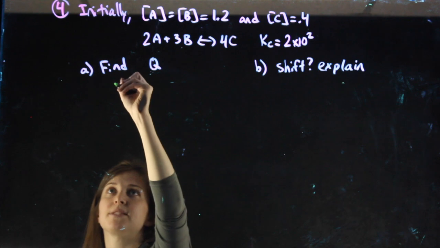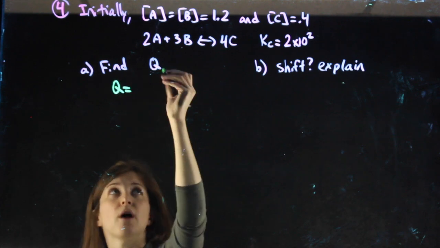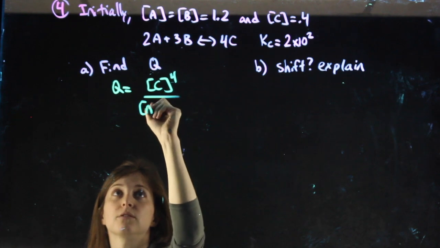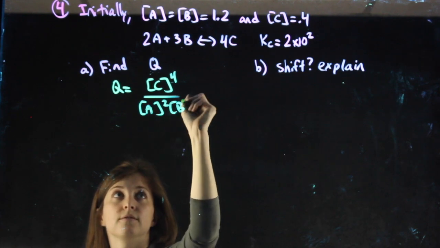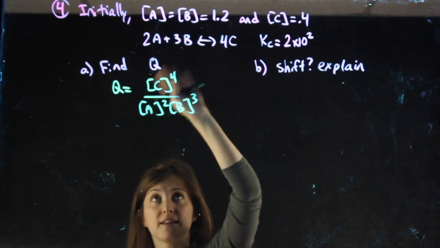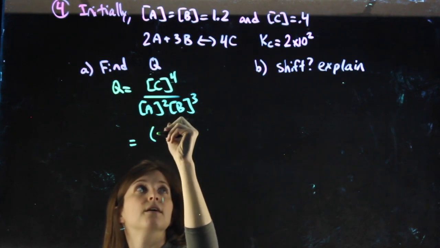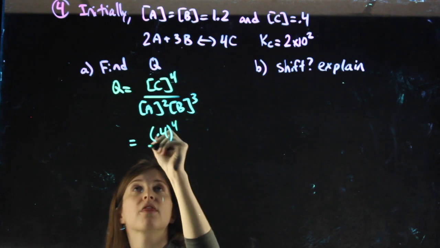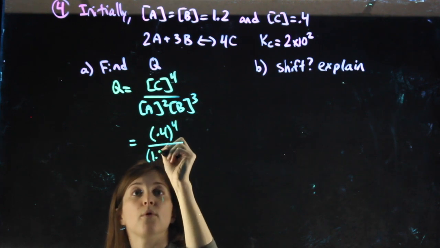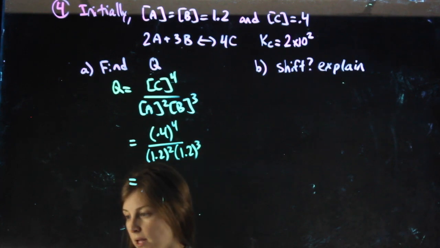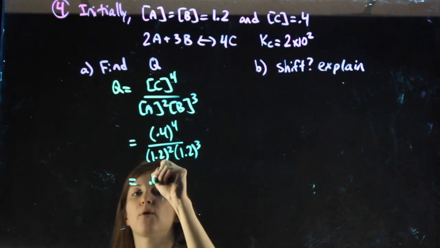So I set it up the same as Kc. Products over reactants, coefficients become exponents. Plugging the initial, the given values in, 0.4 to the fourth over 1.2 squared, 1.2 cubed. Plugging this in, I should get a Q value of 0.01.